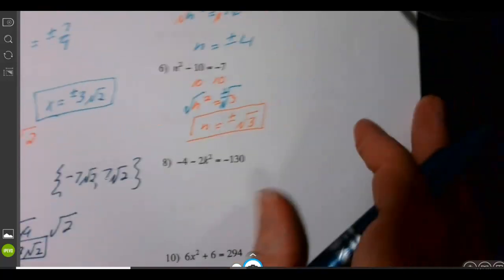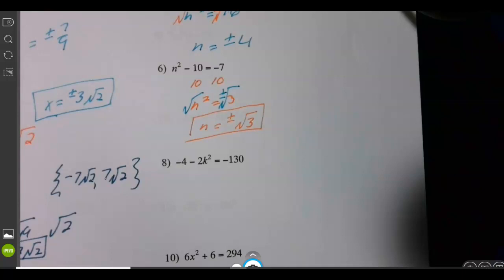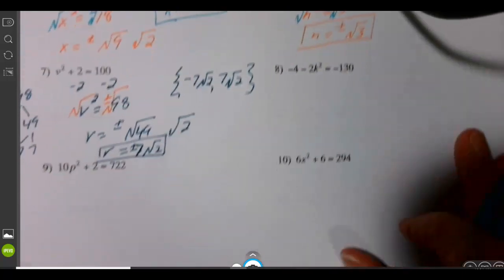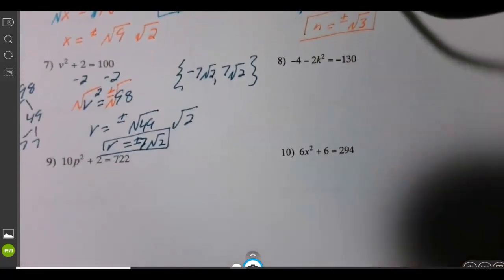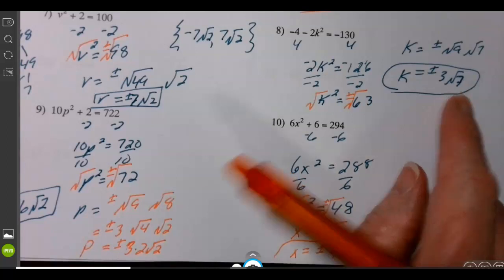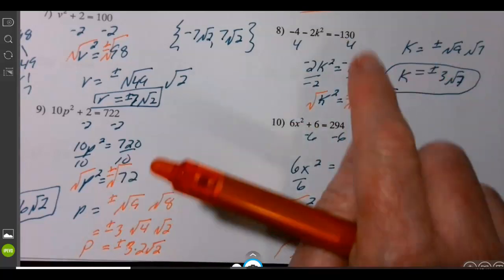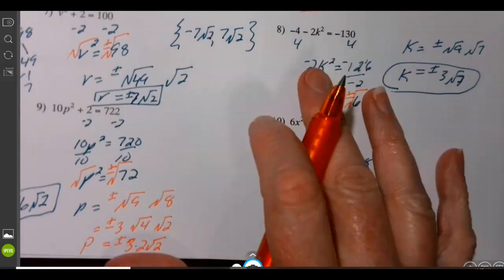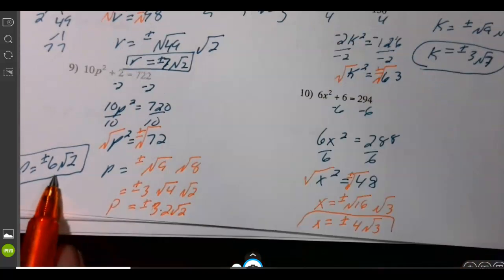Okay? You get it? Try the next 3 on your own. Okay, I'm going to leave them right here. Try those next 3 on your own. Pause your video. Try it. Go. So on number 8, we came up with plus or minus 3 square root 7. If you have a different answer, pause yours. Look at my work. Number 9, plus or minus 6 square root 2.